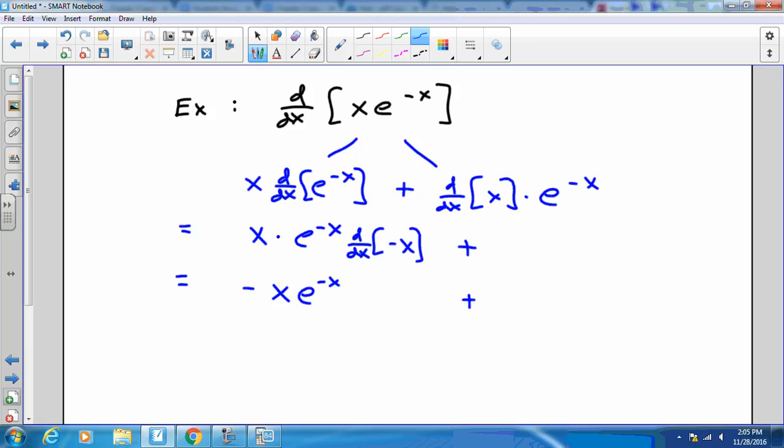Now, second term. Mark, you're up. 1 times e to the negative x, which is just that. And so we end up with this situation right here. Notice that this is a really interesting kind of result here. The derivative of x e to the negative x turns out to be negative x e to the negative x plus another e to the negative x. So it's sort of multiplying terms as it goes. Good. Very good.